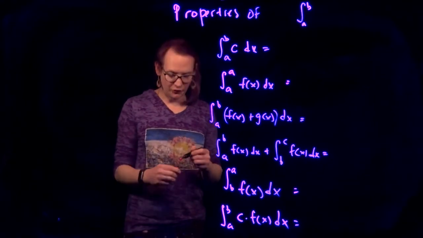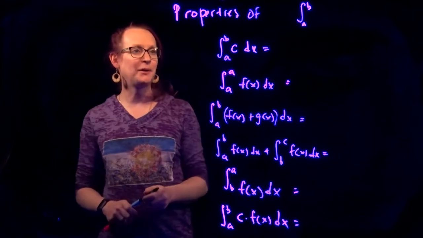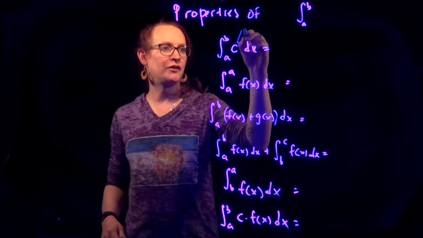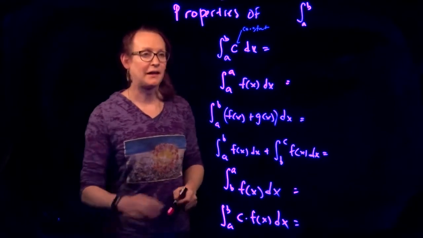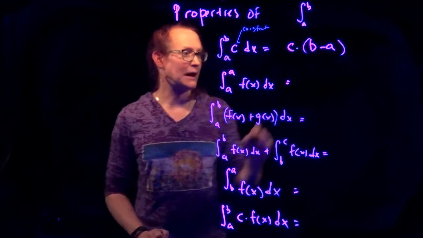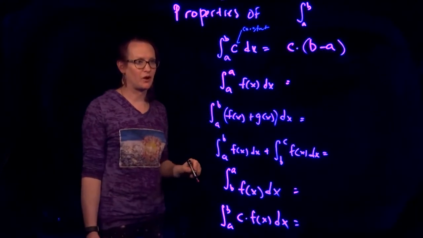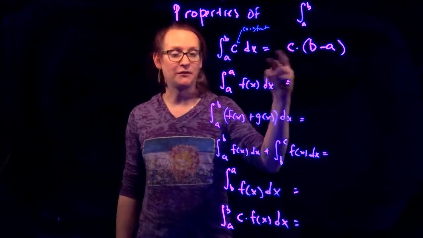Okay, so the first one here has us working with the integral from a to b of some constant value c. And what is that? That's c times b minus a. The integral of a constant function is that constant times the width of the interval.